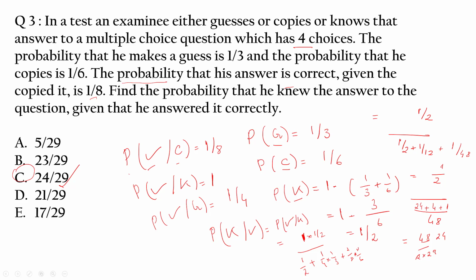Then we apply a simple application of Bayes theorem, which is the probability that he knew the answer given that the answer is correct, equal to the probability that the answer is correct given that he knew it multiplied by the probability that he knew it, divided by this case plus the probability that the answer is correct given that he guessed it multiplied by the probability that he guessed it, plus the probability that the answer is correct given that he copied it multiplied by the probability that he copied it. And then it's a pretty easy question to solve.